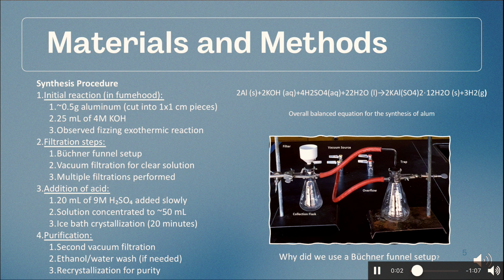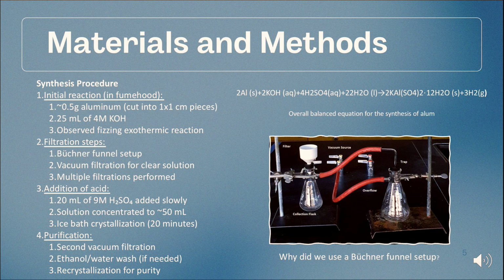Now I'll explain how we executed this reaction in the lab. We started with about 0.5 grams of aluminum metal, which we cut into small pieces, and added a 4 molar potassium hydroxide solution. In this step, we observed a fizzing exothermic reaction, indicating the formation of our intermediate product.